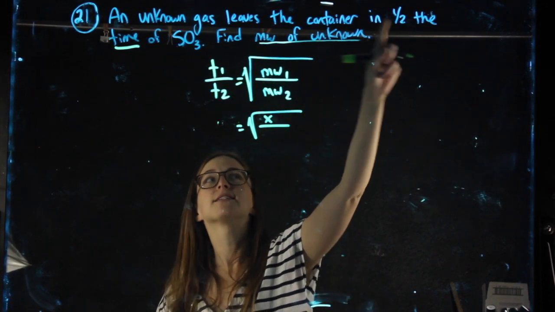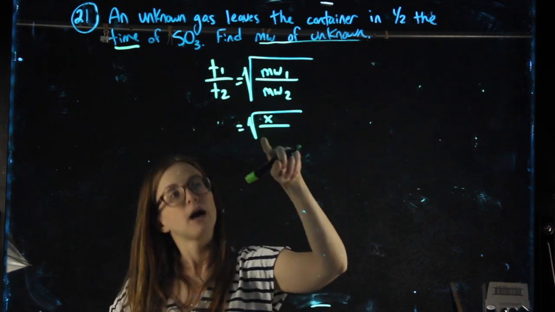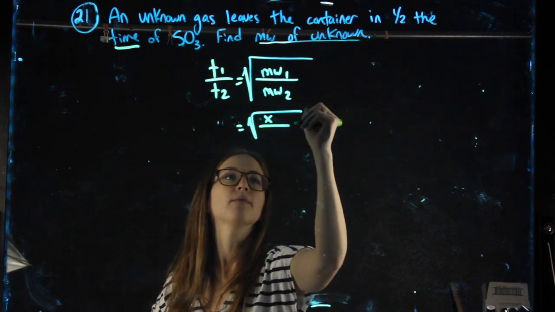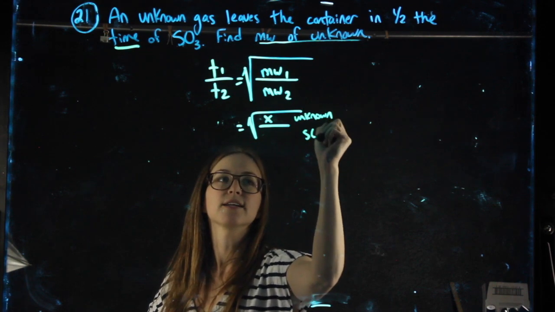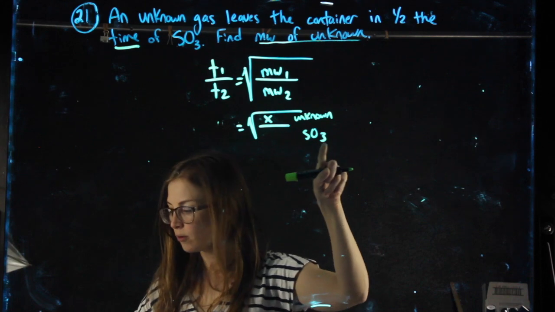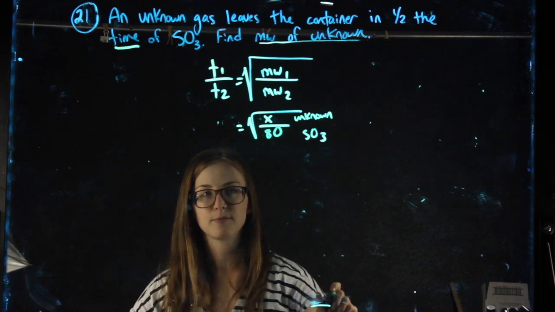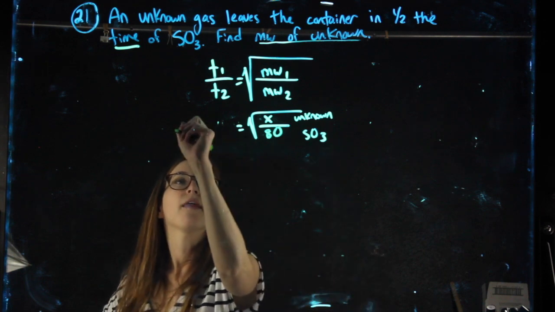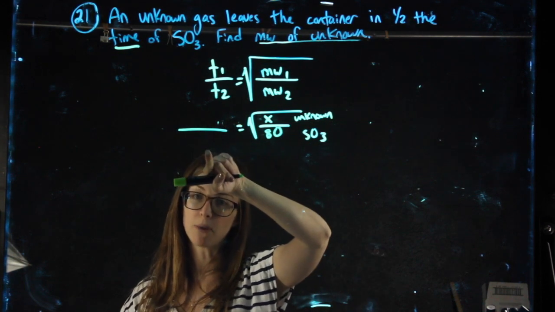An unknown gas leaves the container in half the time of SO3. SO3's molecular weight will go in the bottom. So this is unknown. This is SO3. 32 plus 3 times 16 is going to give me 80. Now, that means unknown's time should be on top and SO3's time should be on bottom.